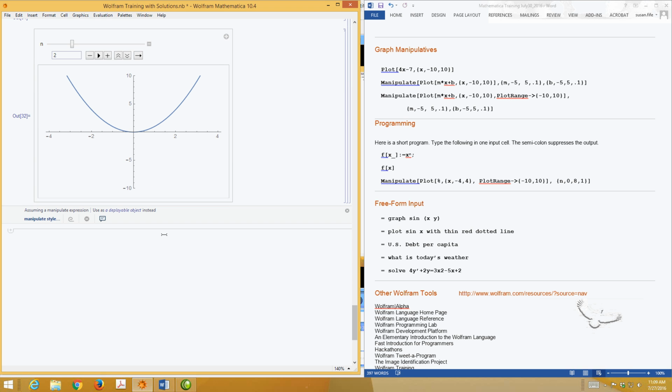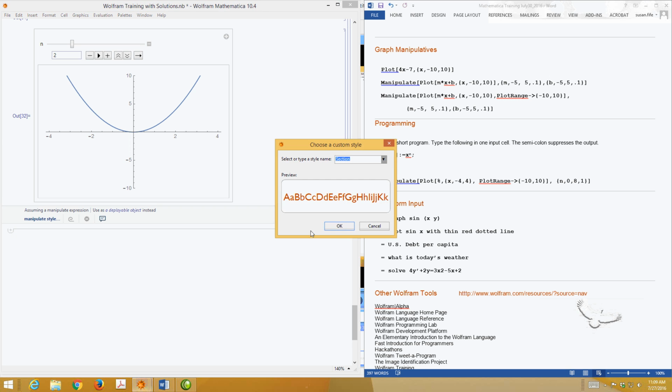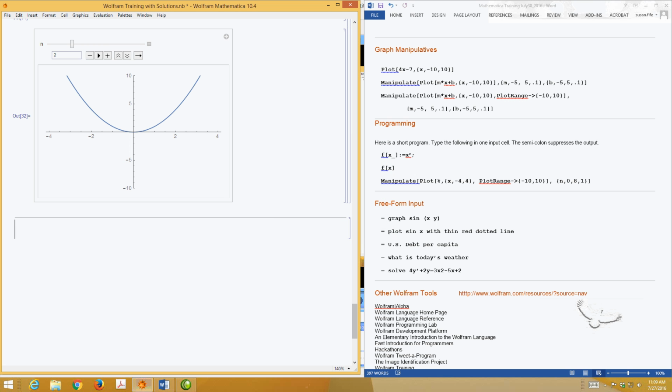Okay. Freeform input. What if you don't remember Mathematica language? You do a header here. Well, in Mathematica, you could type things in words or type them as you think that they should be using something called freeform input. To show that you're using freeform input, you want to start with the equal sign.